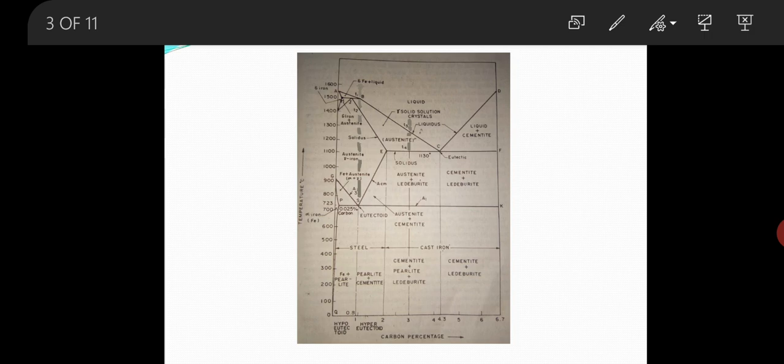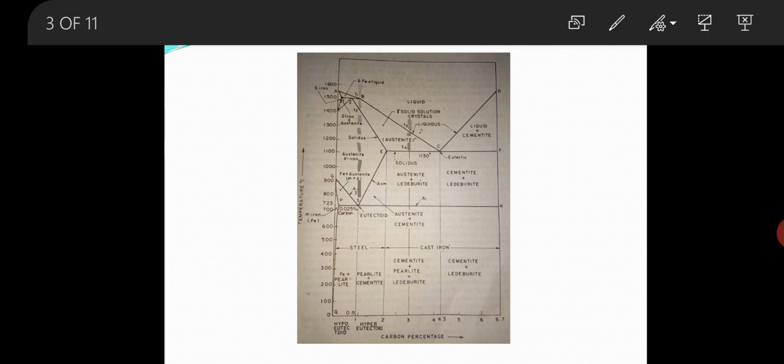this P point, where the concentration is 0.025%. So start from G point, that is 0% and 910 degrees centigrade, and you go up to 723 degrees centigrade and percentage 0.025, and here 0.008%. Don't go to 0.1 now.